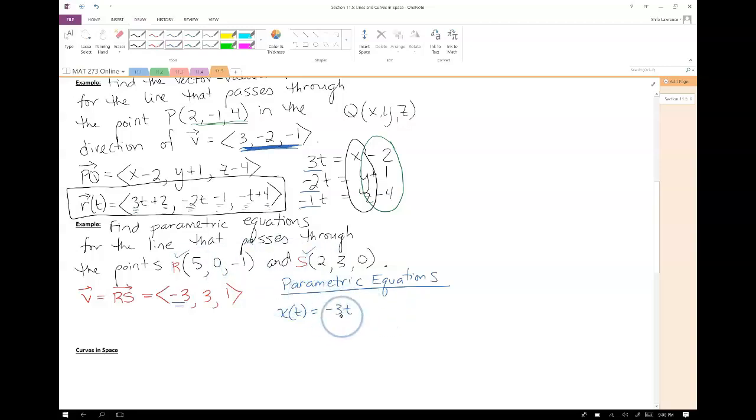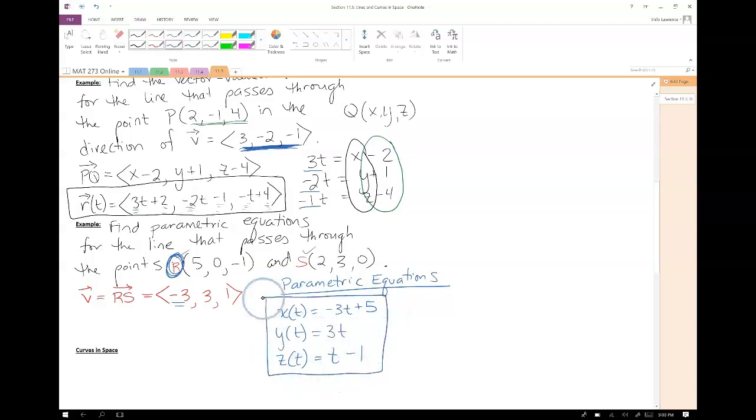and then you have to decide whether you're going to use R or S. So we could either say +5 or +2, but you have to pick one and be consistent and use that same point every time. So I've used 5, which means I'm using R, so all of the rest of them have to use R as well. So y of t is going to be +3t plus 0, and then z of t is just 1t minus 1.